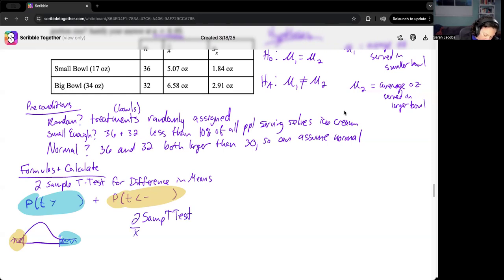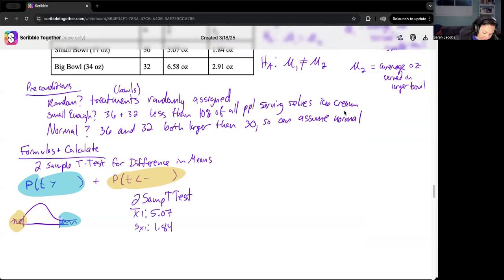And our x bar 1 is going to be 5.07. Our standard deviation for 1 is going to be 1.84 because we said that that's the small bowl. 1 is the smaller bowl. Make sure those match. Otherwise, you're going to end up sad. You're going to get a really weird p-value and feel like you did everything wrong. And really, you just have it in the wrong direction. The sample size for the small bowls is 36. We're going to do the same thing for sample 2. So that's 6.58 and 2.91 and 32.